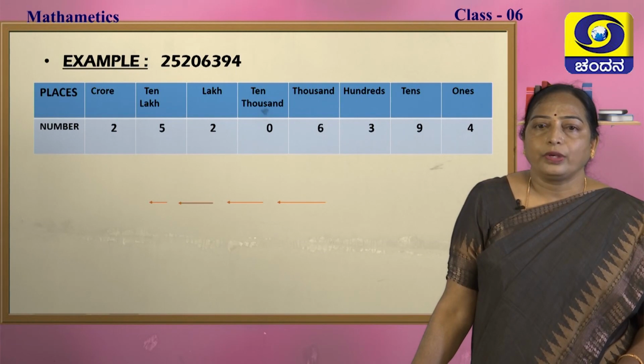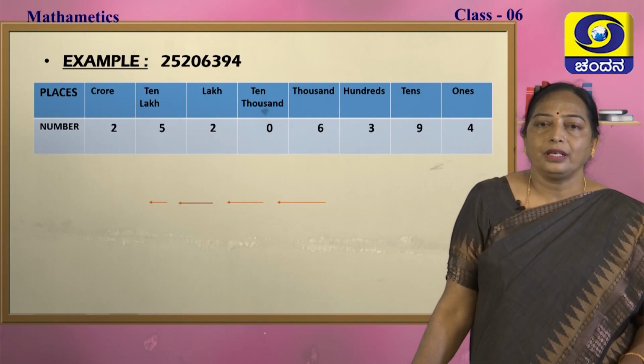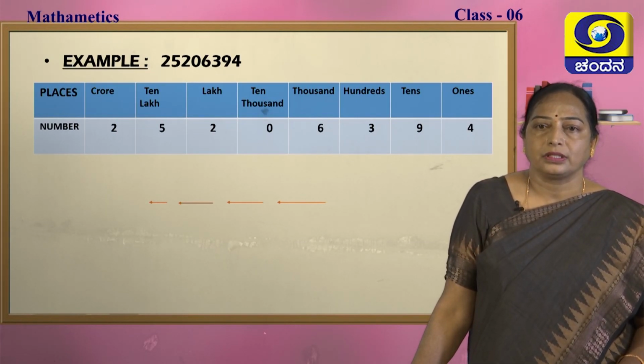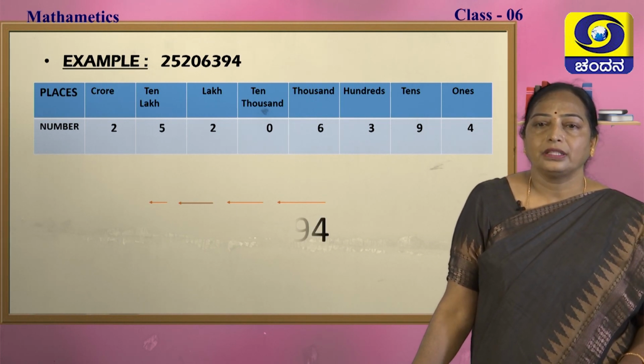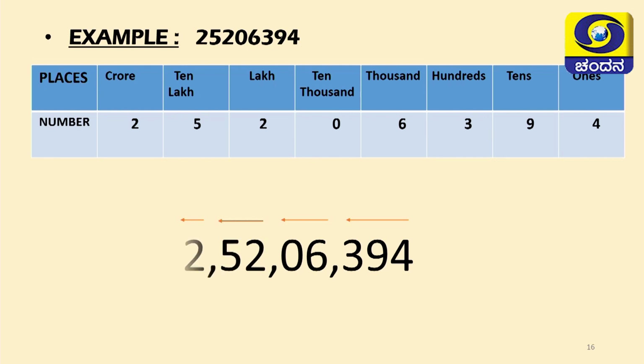We take one more example here. How do we put the commas? From right to left. After 3 digits first comma, after 5 digits second comma, after 7 digits third comma.